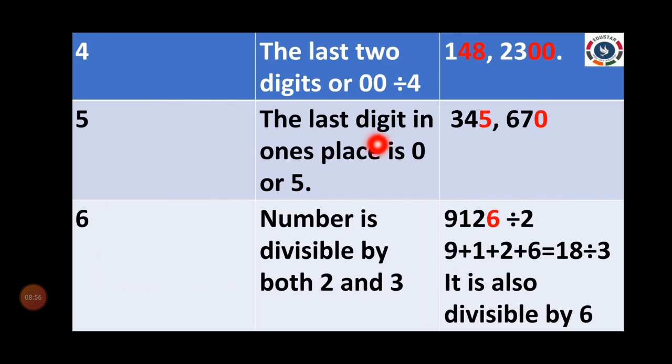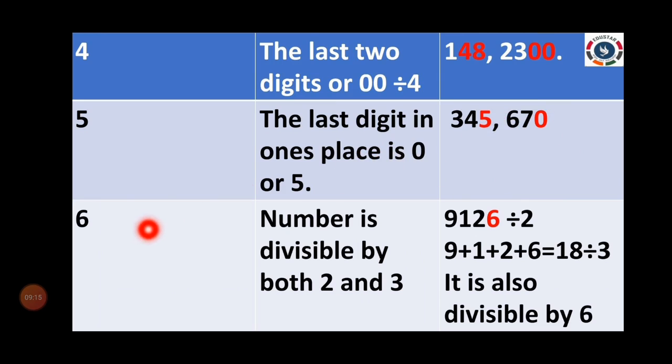And 5. For the given number, if the last digit, the ones place, is 0 or 5, it must be divisible by 5. Here an example is given, 5 is there and 0 is there, so it is divisible by 5.